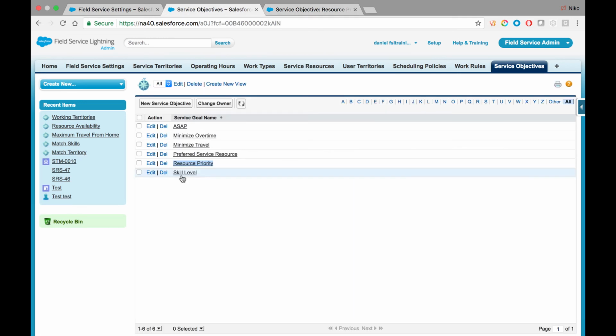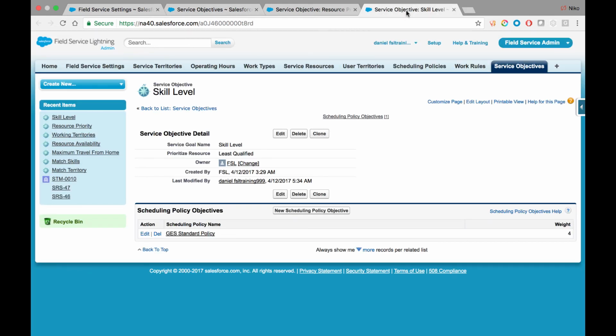The skill level objective will allow you to differentiate between various resources based on their skill level. Consider a scenario where you have somebody who's been with the company for many years, has a lot of experience, and obviously is more expensive, versus someone who just got hired, got the training, but still regarded as a junior or a brand new employee. What will be your preference?